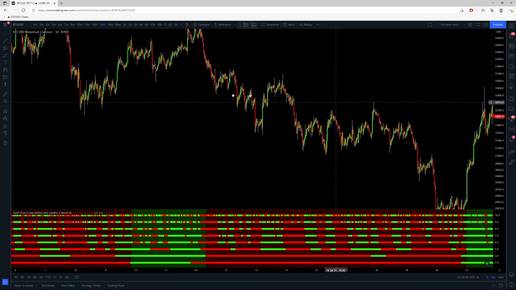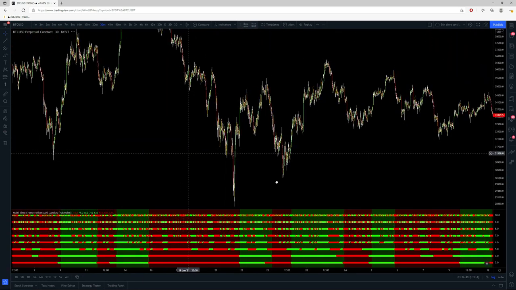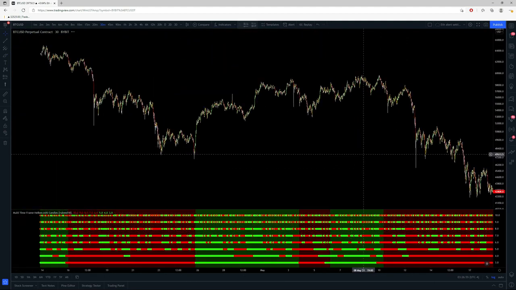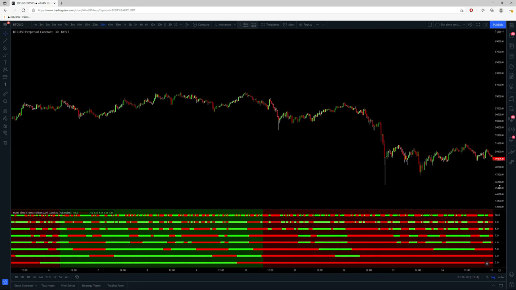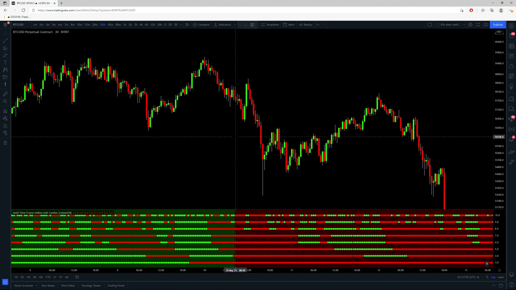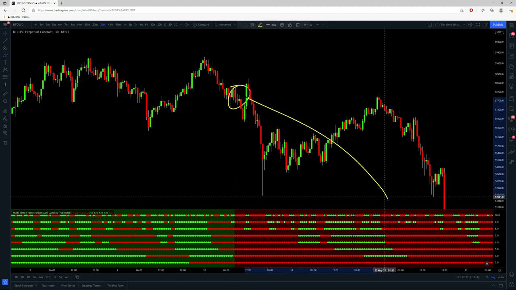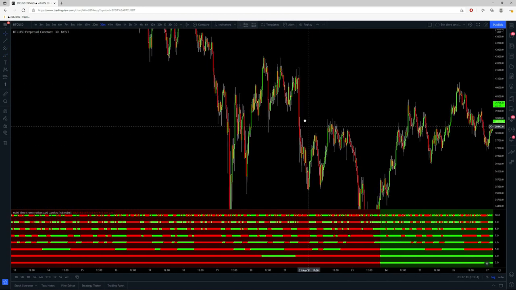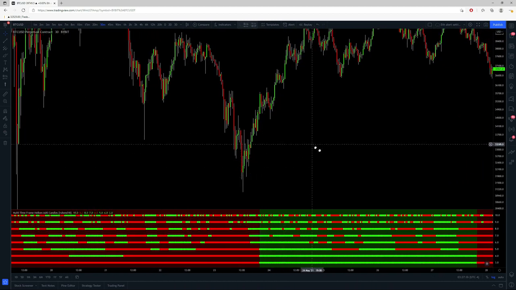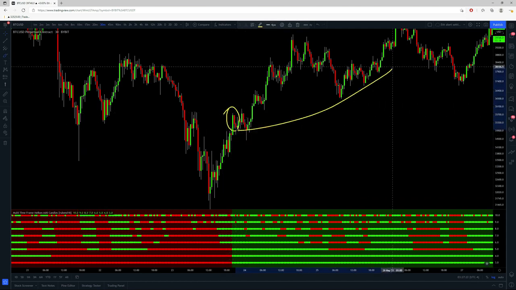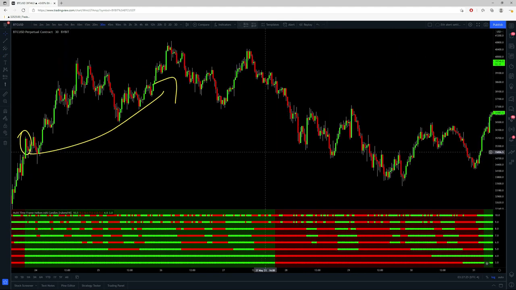All right, so here's Bitcoin. Let's just go back a little and go through some examples here. Let's see how it did with these moves here. So we got the short signal right here. Obviously, we know what happened. It stays red all the way till the very bottom here. Then it gives you the green right here. Got that up move. Gives the red right here.